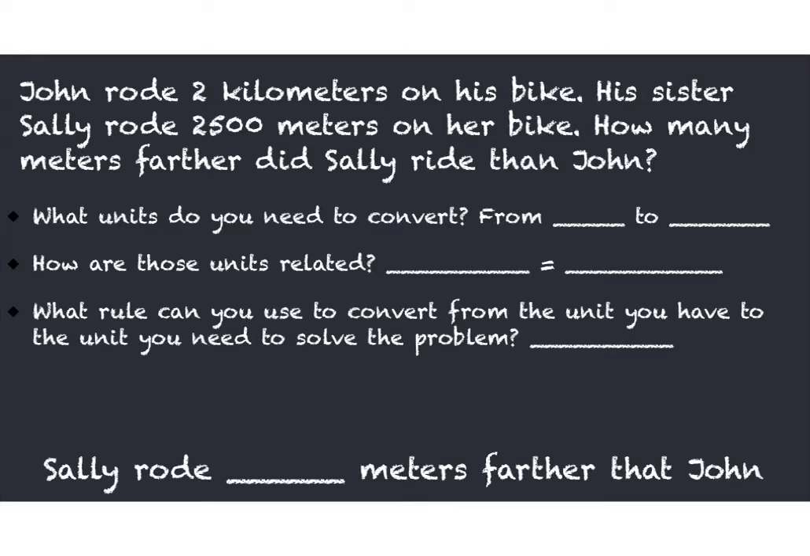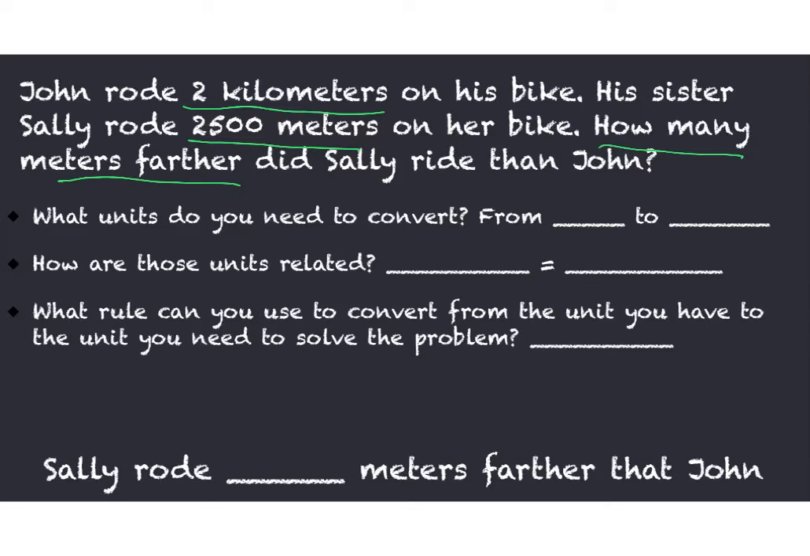John rode 2 kilometers on his bike. His sister Sally rode 2,500 meters on her bike. How many meters further did Sally ride than John? So this question is asking us how many meters further did Sally ride than John? When we look at this, we see that Sally rode 2,500 meters and John rode 2 kilometers.